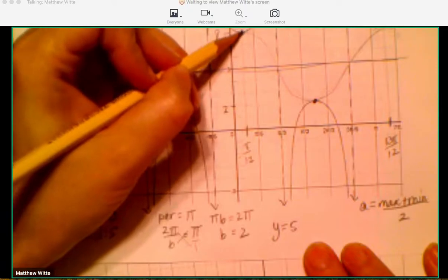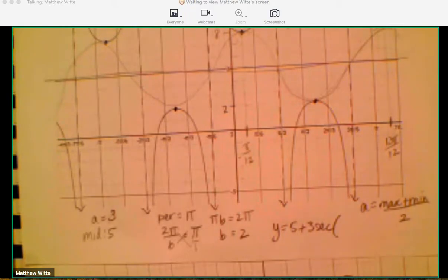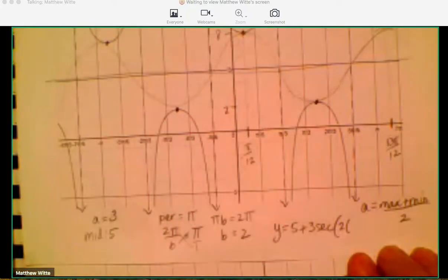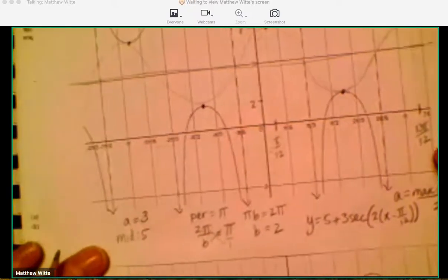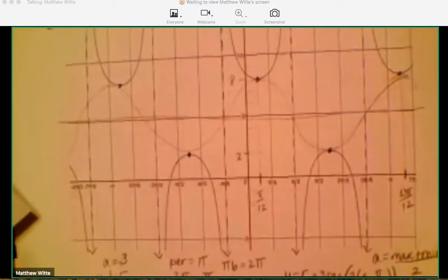This time it starts above and then goes low. So I'm going to use 5 plus, the amplitude is 3, secant of 2 is the b value times x. I'm shifting the whole thing right pi over 12, so minus pi over 12. And I have no idea what I used for this equation, so we will look. What did I plug into this equation?